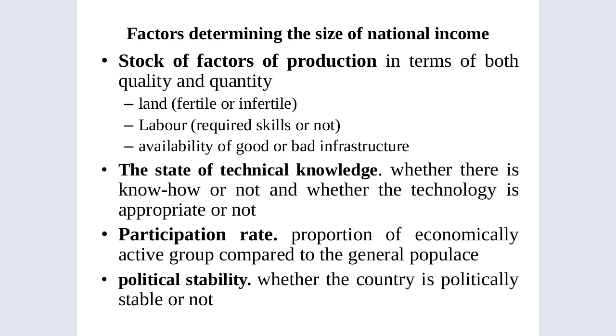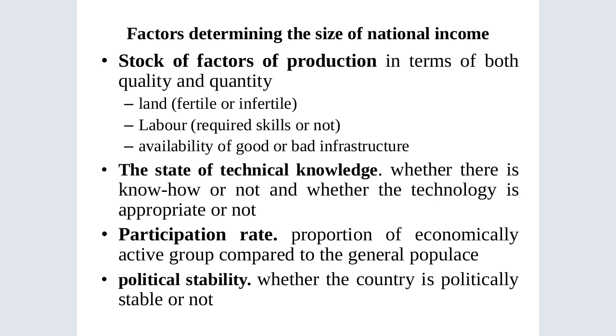So when you talk about land, you can have a large size of land, but that may not be able to contribute to higher national income if that land is not fertile. In terms of labor, we also look at the required skills. So you can have plenty of labor, but the required skills are not available. That means that the national income will not be as big as expected.